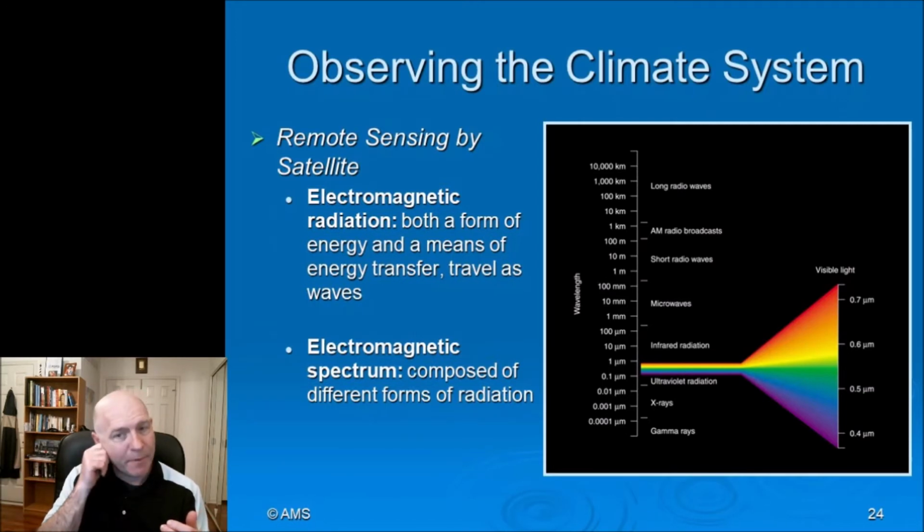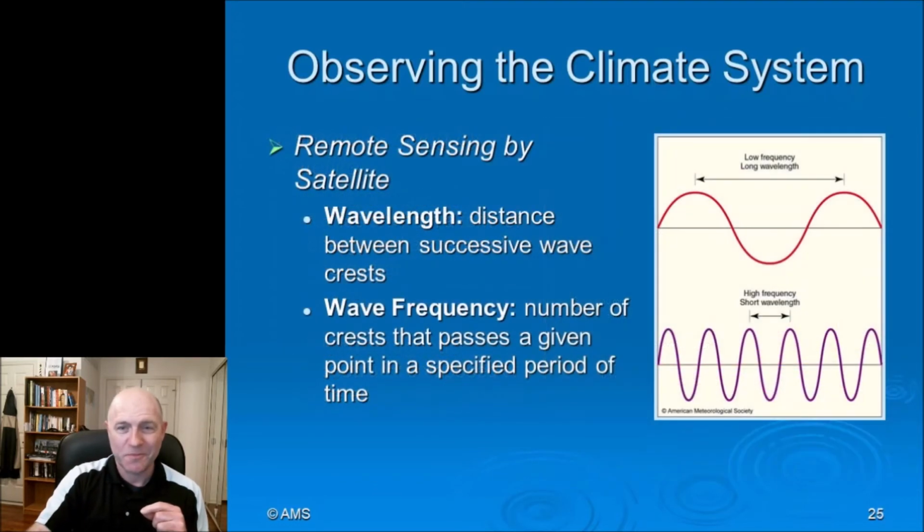But since your cell phones aren't using X-rays and gamma rays, you don't have to worry about those too much. So when we talk about the wavelength, that's the distance between the wave crests, and the frequency is the number of crests that pass through a specified period in time.